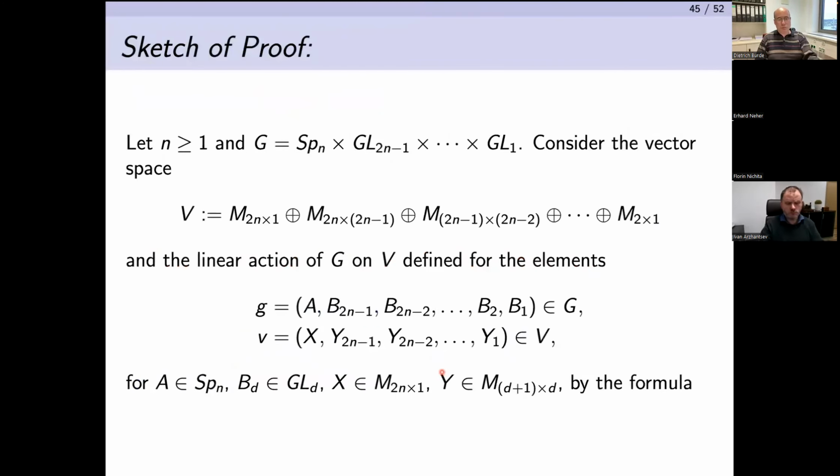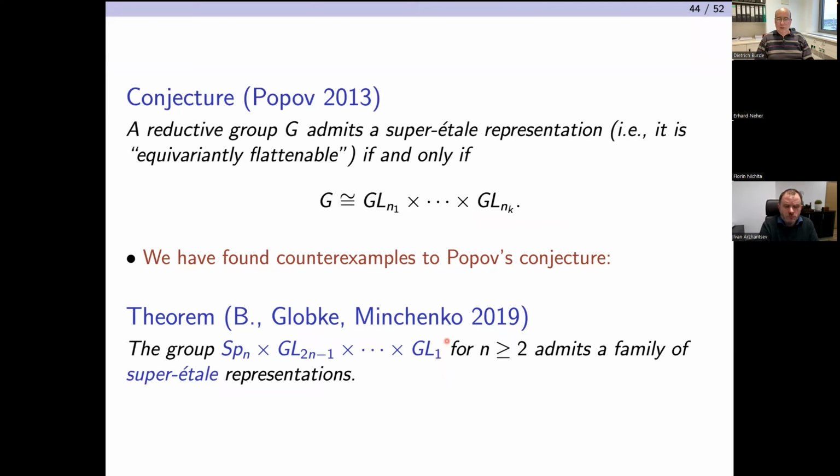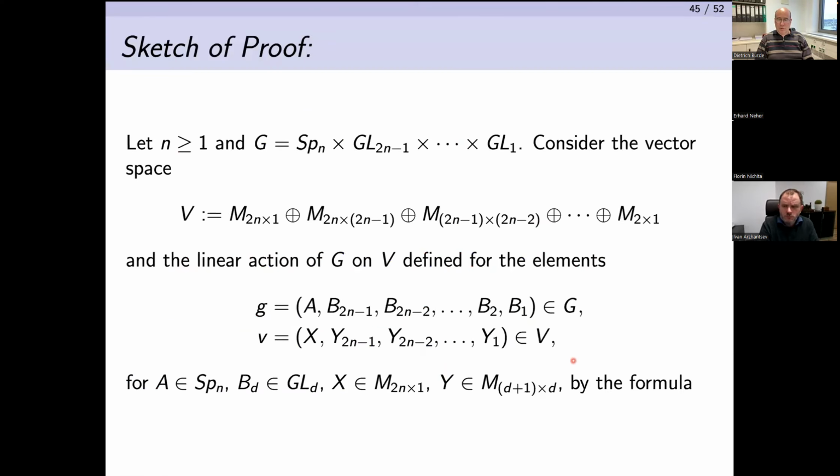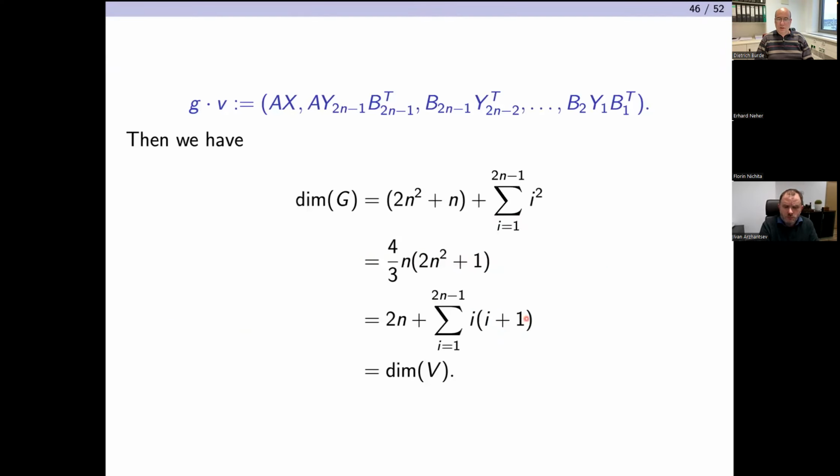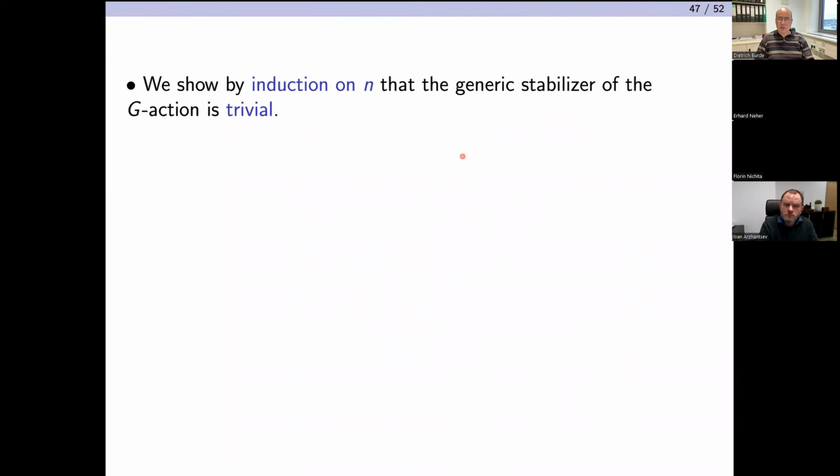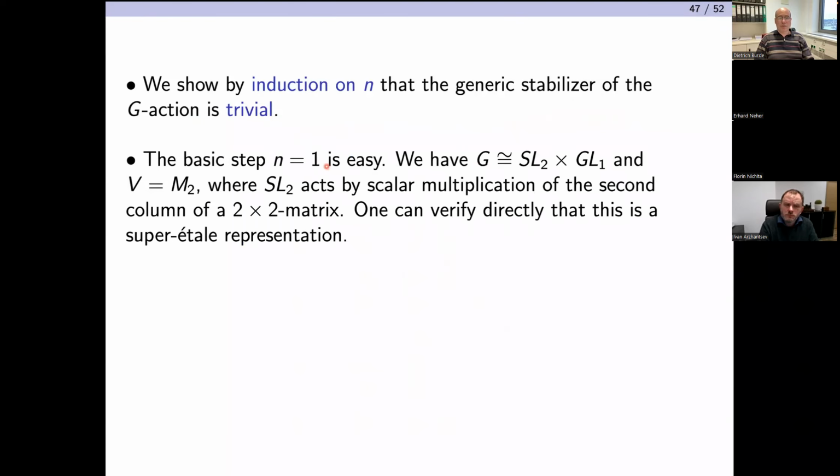Again, the proof, I don't want to bother you with the proof. You have to compute a lot, even to compute the right dimension is something. If you have such a terrible formula here with transposed matrices and so on, okay, the dimensions must be equal. Then the generic stabilizer must be trivial. You do some sort of induction to see that it is really trivial and that it is a super étale representation.